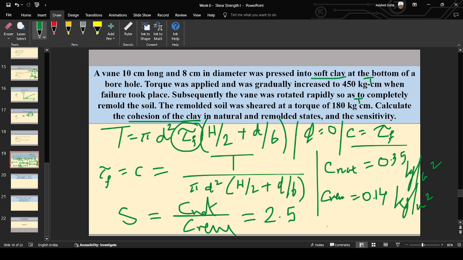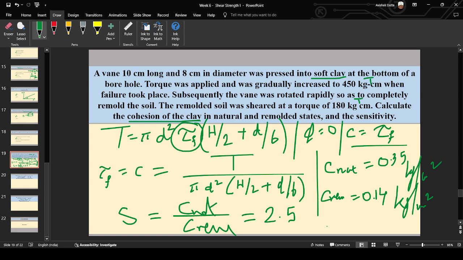So I just repeat, torque equals π d² τf (h/2 + d/6). τf is the shear strength at failure. Now for soft clay, the shear strength will be equal to the cohesion because the angle of internal friction equals 0. Rearranging the equation, we get τf, that is cohesion, equals torque divided by π d² (h/2 + d/6).